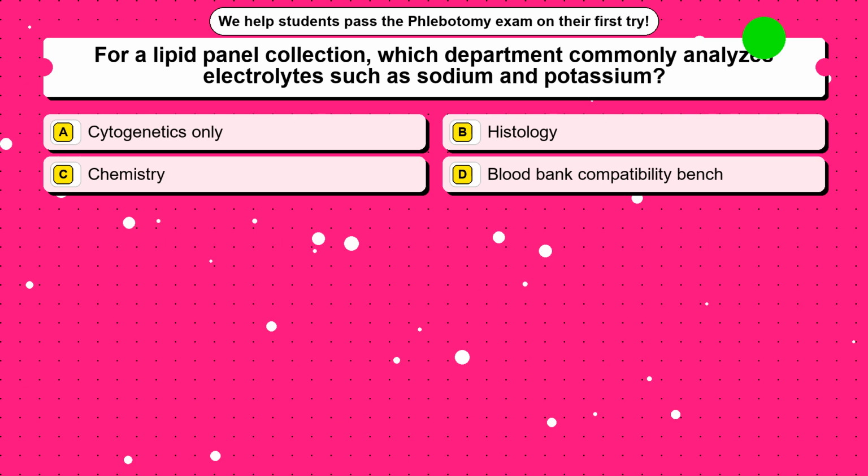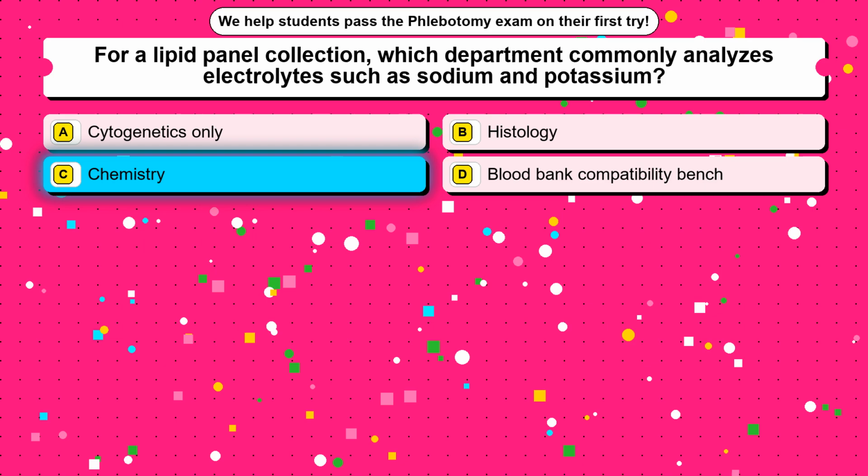Question 87. For a lipid panel collection, which department commonly analyzes electrolytes such as sodium and potassium? Option A, cytogenetics only. Option B, histology. Option C, chemistry. Option D, blood bank compatibility bench. The correct answer is option C.